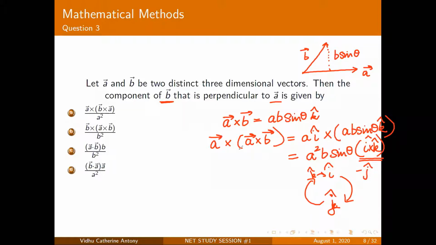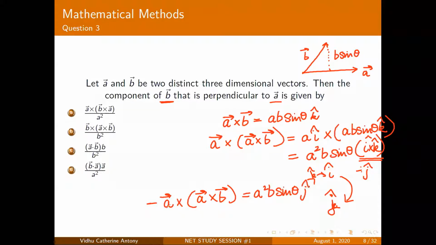Okay, and this quantity that you have here, this negative sign can be shifted to this side. So I have a minus A vector crossed with the B vector, which is equal to a squared b sine theta k cap. Sorry, j cap, because your I cross k was minus j. So let's put that as j cap.